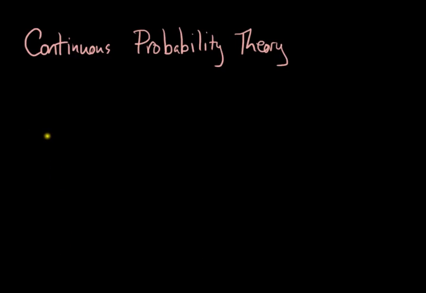In this video, we're going to start talking about continuous probability theory. We've been talking about discrete probability for a while now. So for discrete probability, well, discrete just means you can list all the possible outcomes.